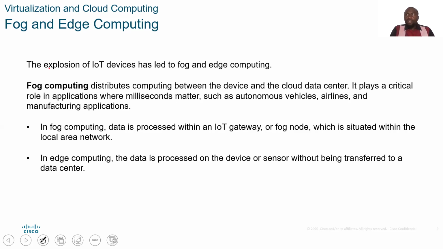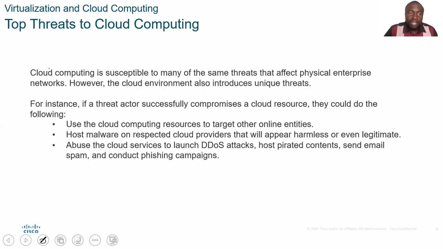It is also a form of cloud computing because all these IoT devices are managed in that particular server. In edge computing, the data is processed on the device or sensor without being transferred to a data center. You see, that's the difference. For the fog, the devices are managed remotely in the data center. But for the edge, the devices are managed within the device itself.